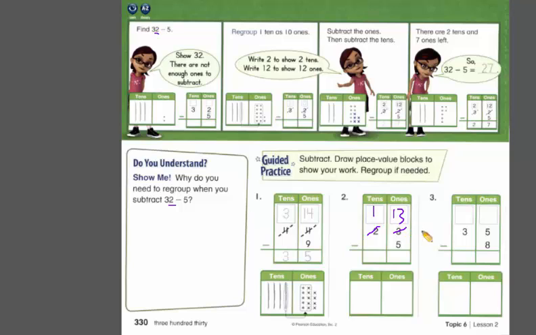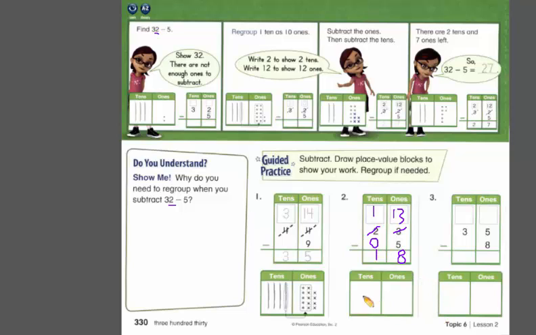Can we do subtraction now? Do I have enough ones? Yes. 13 minus 5 equals 8. And the 1 ten, we will just put it like this. No tens here. 0 tens.